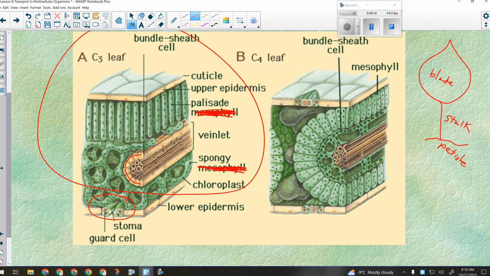When water evaporates out through the stomate, what gets left behind? Salt. Okay, so salt concentrations can build up fairly high in the spongy layer. And that's going to result in water moving out of the guard cells and into the spongy layer, okay? And then those guard cells change shape and they close off the stomate, okay?